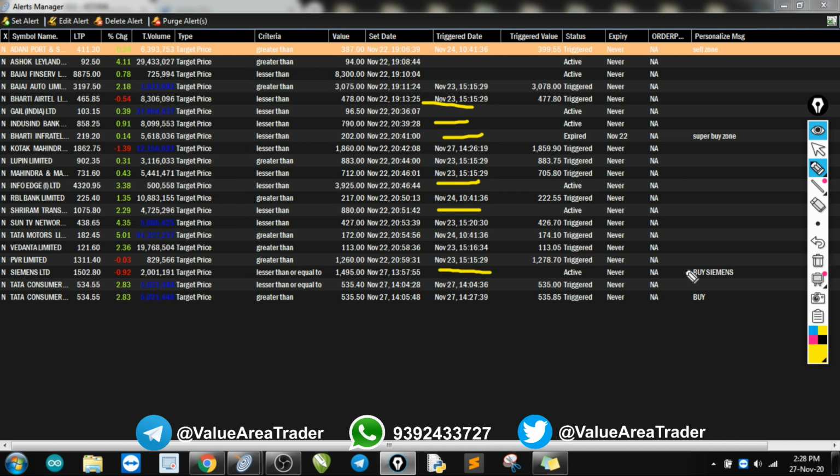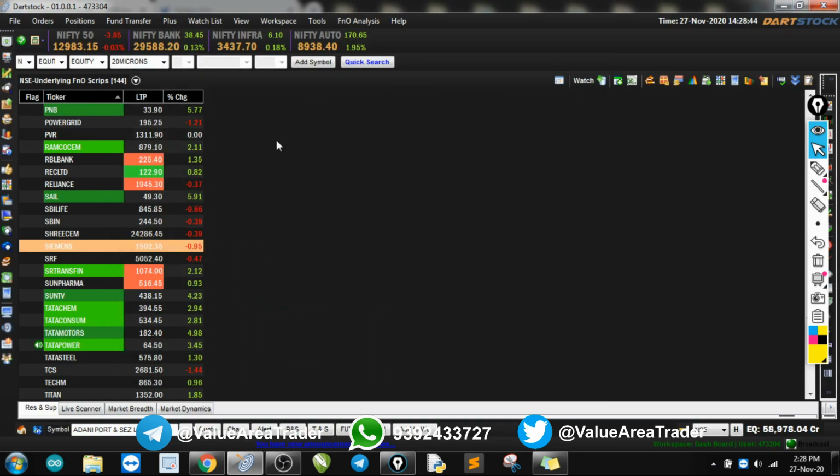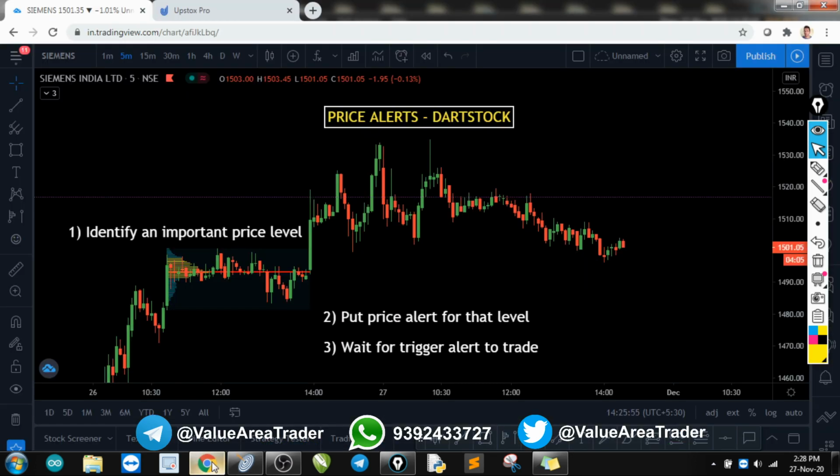Now this is the trigger that we have put, buy Siemens at 1495. You can see lesser than or equal to. This is the Siemens trade which is waiting, which is active. As you can see, it is in active mode. That means it hasn't been triggered yet. So we are waiting for a trigger at Siemens. This is how I put alerts on the Dartstock platform. If you have an Upstox account, then you can download the Dartstock app for free.